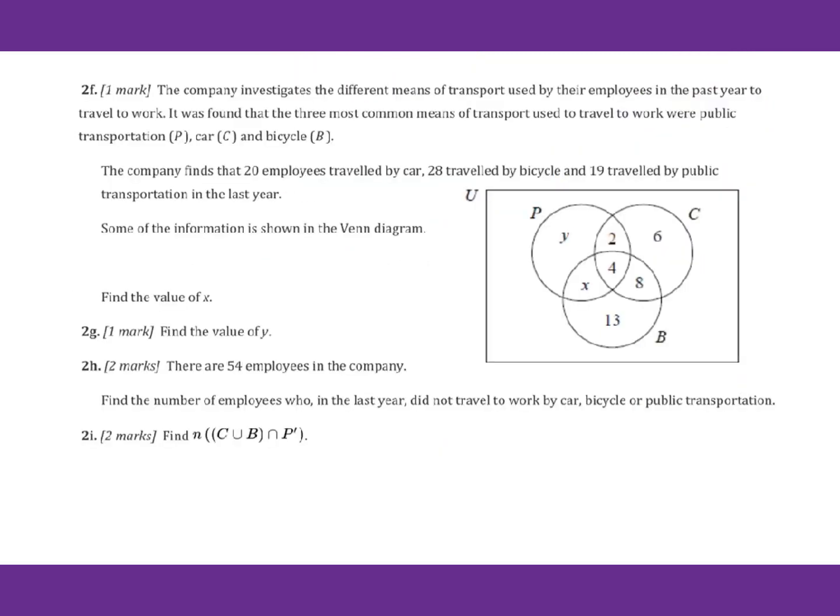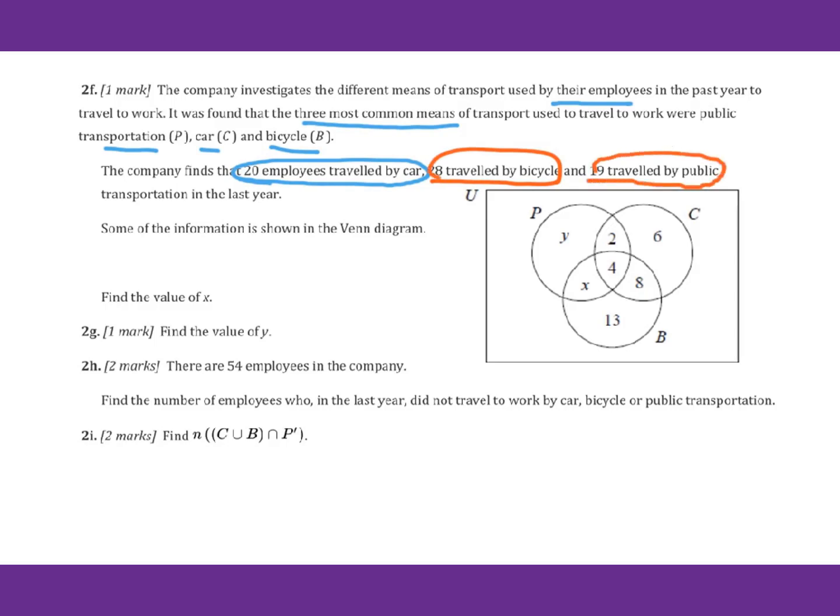Let's go to 2F. The company investigates the different means of transport used by their employees in the past year to travel to work. It was found that the three most common means of transport used to travel to work were public transportation, car, and bicycle. The company finds that 20 employees traveled by car, 28 by bicycle, and 19 by public transportation in the last year. Some of the information is shown in the Venn diagram. Find the value of X.